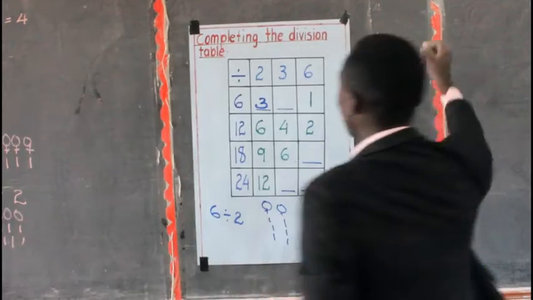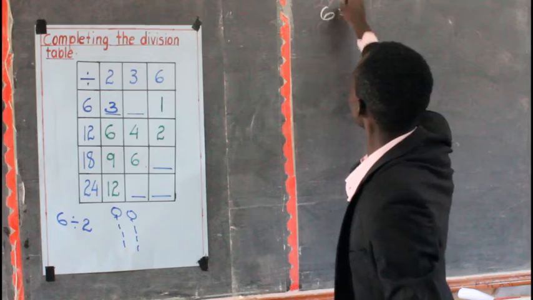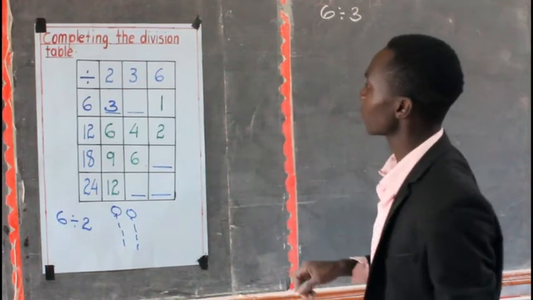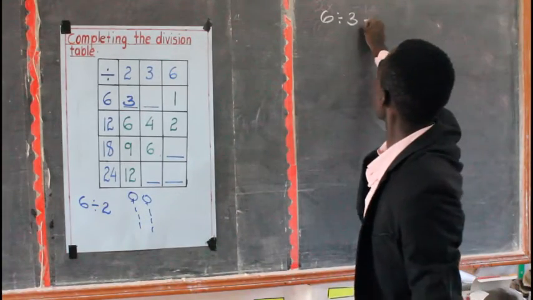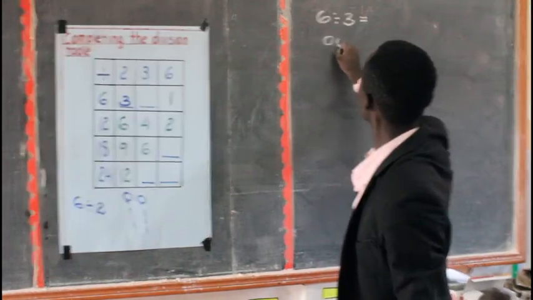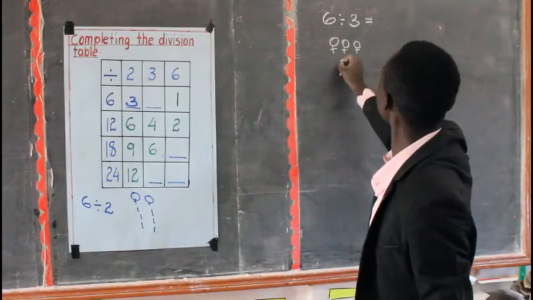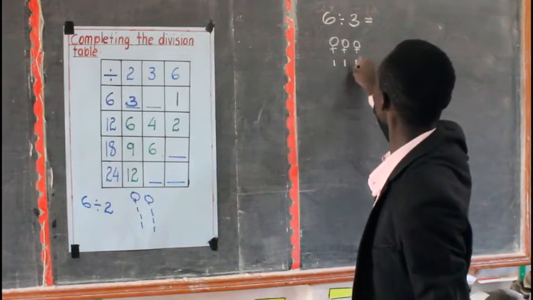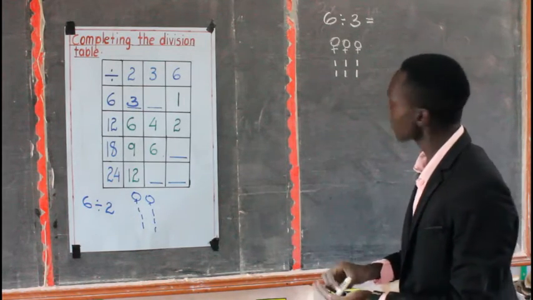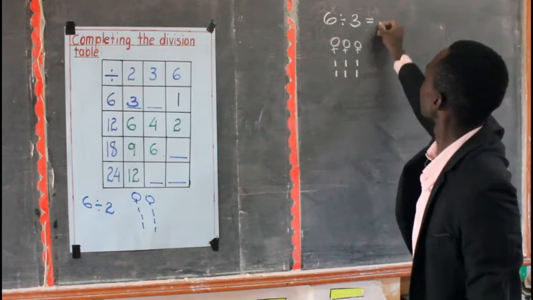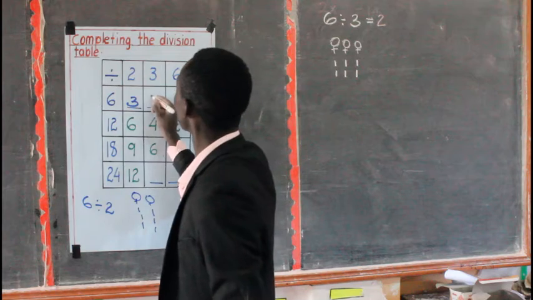Let us do our example here. 6 divided by 3. What do you get when you get 6 divided by 3? Assuming these are children, you start dividing 6. 1, 2, 3, 4, 5, 6. So each gets how many? Each gets 2. You come and you put your 2 here.